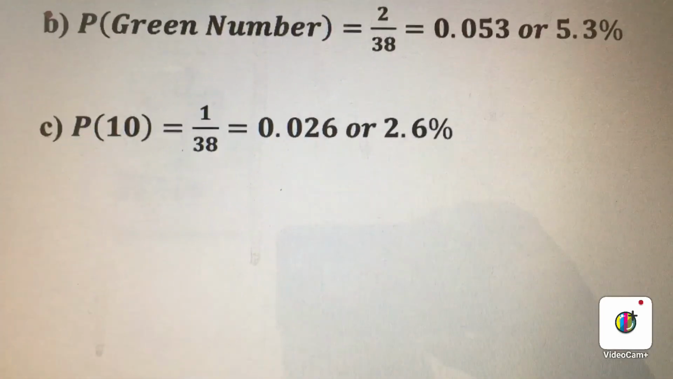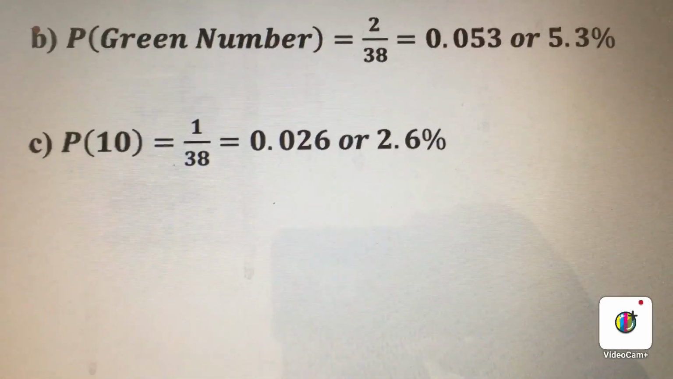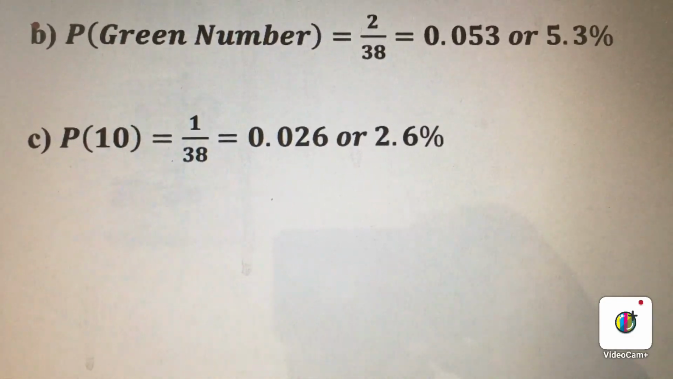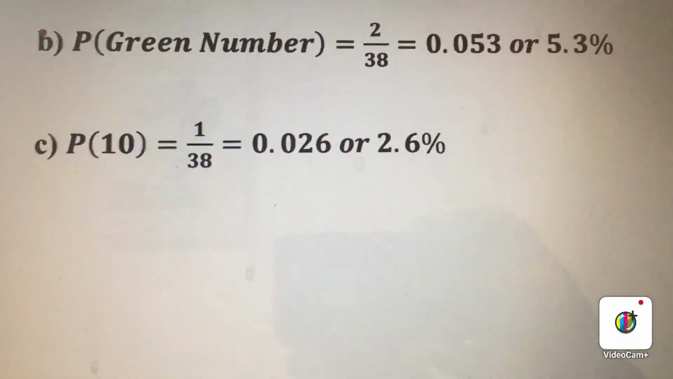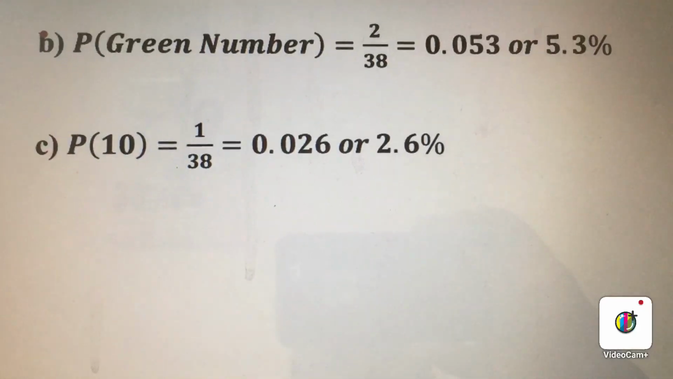This answer now concludes our lecture on classical probability. In the next lecture, we will be discussing empirical probability.